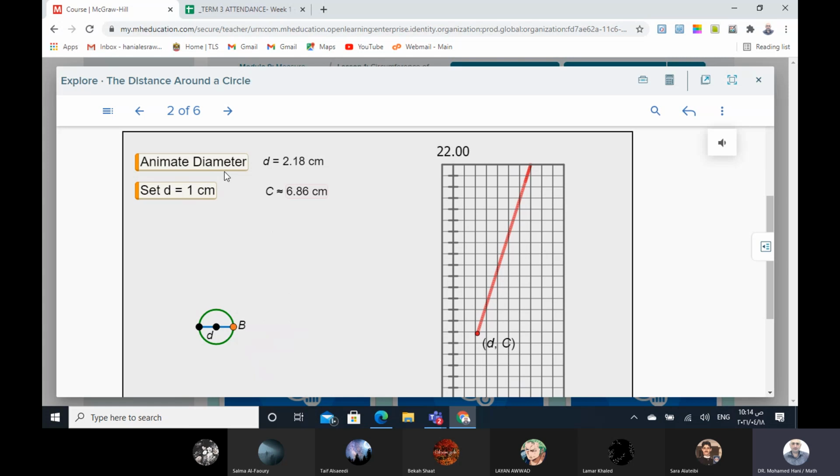here we have a small circle, and a bigger one, and as you see, the diameter and the circumference change, but we have the same ratio. Why do we have the same ratio? Because here we have a straight line.